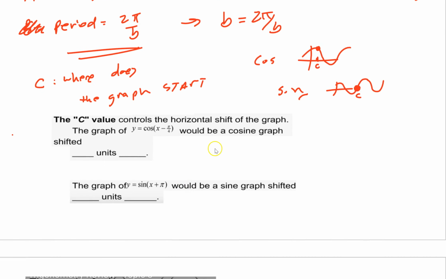But in general, if you're reading it, it's just a horizontal shift. The C value on the inside is x opposite. So in this case, we move pi over 4 units to the right. This one, inside opposite, we're going to move pi units to the left.